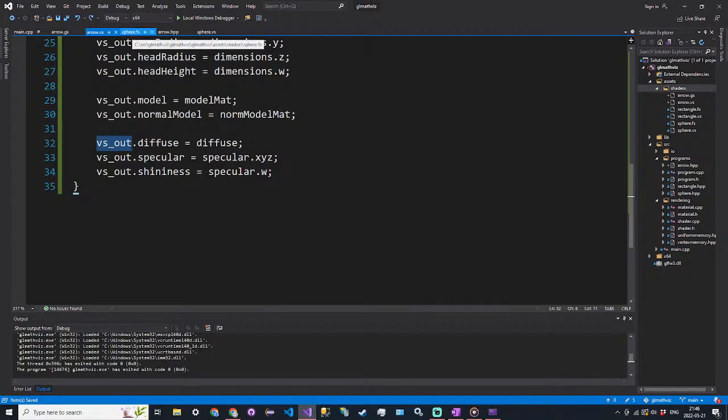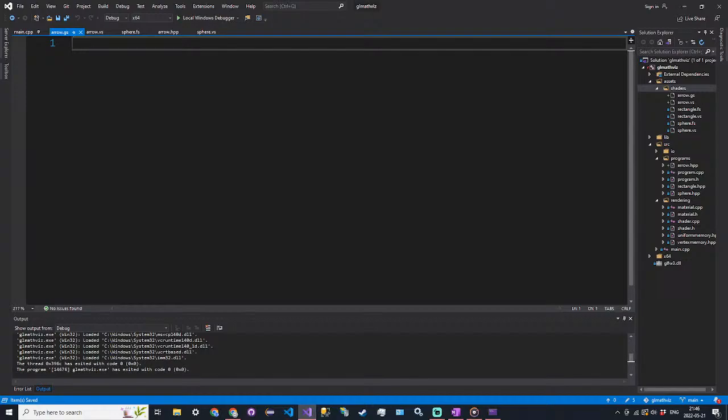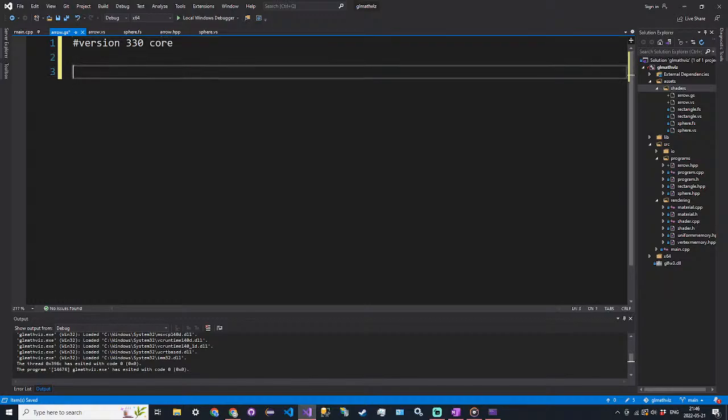Okay, so fragment shader is all taken care of, and then the geometry shader. This is the fun part. So this is something that we haven't seen yet at all. So we're going to have a version 330 core. And then we're going to need the value pi. So we're going to define MPI.